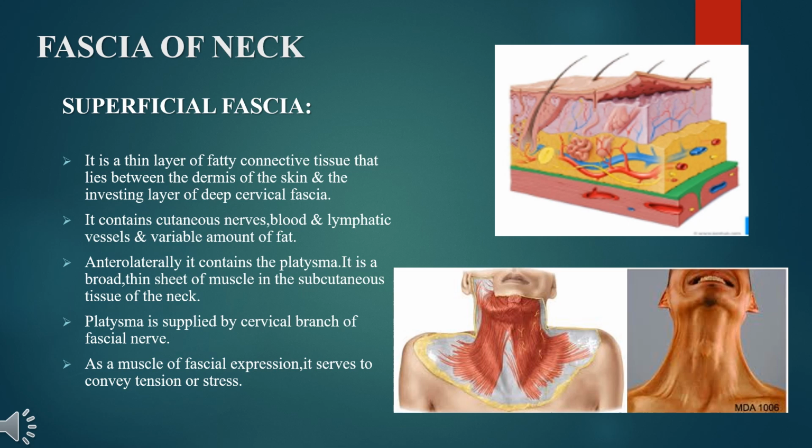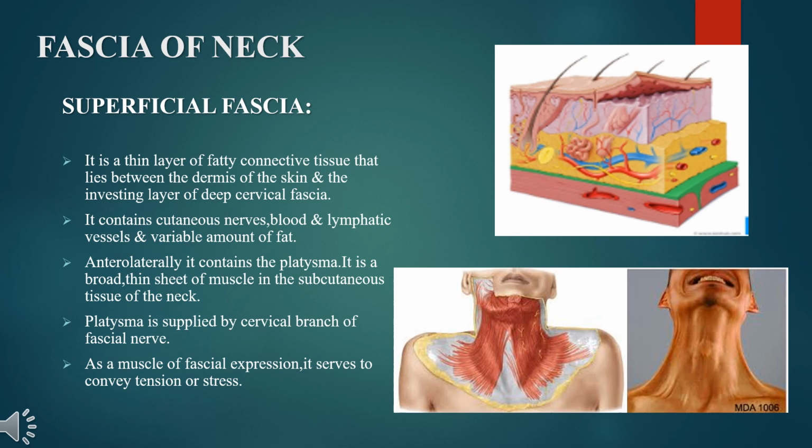Now, what is investing layer of deep cervical fascia? It is the outer superficial layer of deep cervical fascia, which we will discuss in detail later on in this lecture. And this superficial fascia contains cutaneous nerves, blood and lymphatic vessels, and variable amount of fat. It is relatively thin when compared with the superficial fascia in other regions of the body.